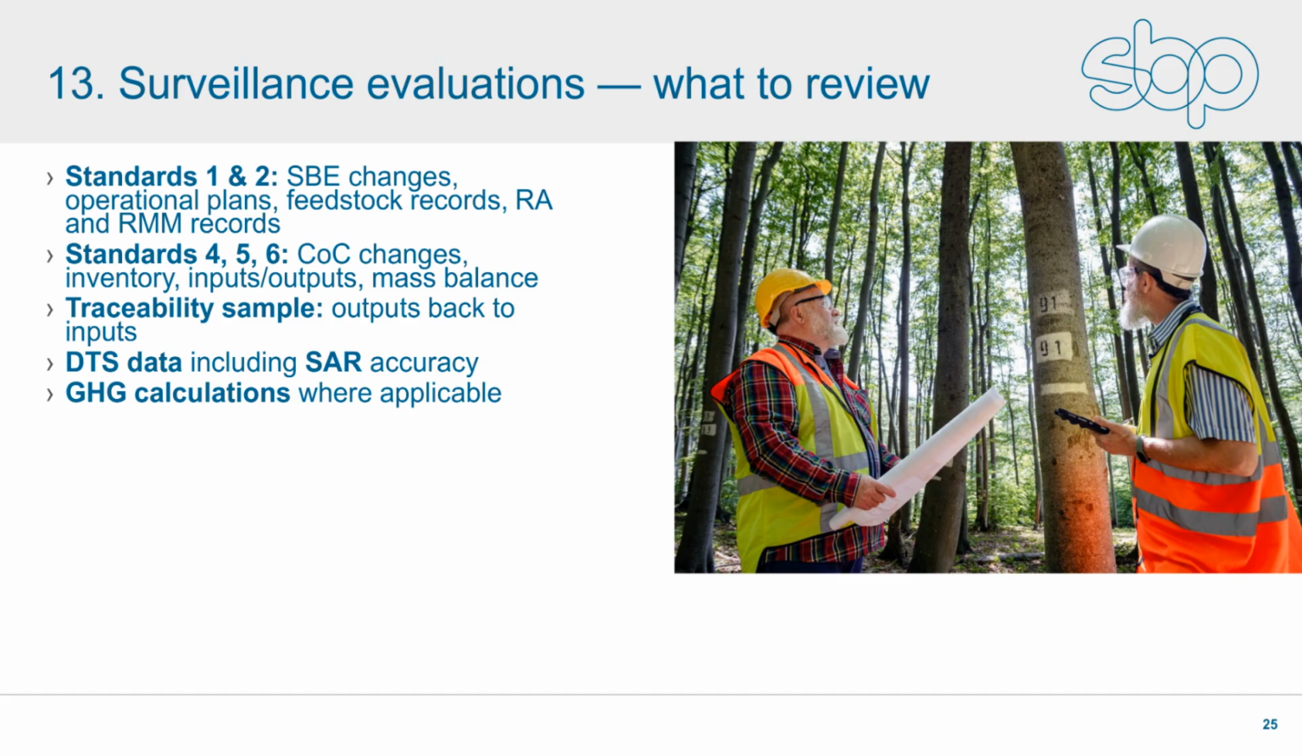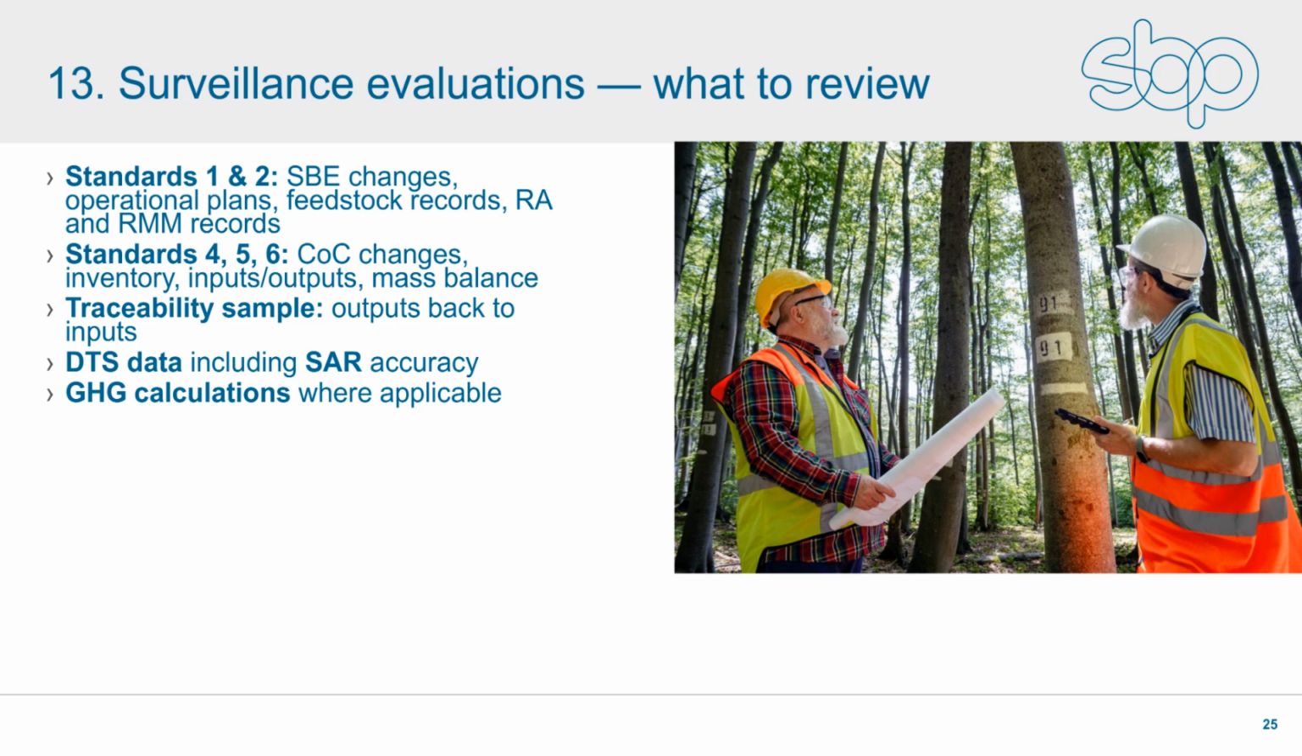For standards 4, 5, and 6, the surveillance additionally reviews any changes to the scope and to the chain of custody procedures. Inventory records, input and output documentation, including invoices and bills and transport documents, mass balance calculations for each product group, a sample of records tracing outputs back to inputs to verify reconciliation, how data is entered into the data transfer system, the accuracy of the SBP SAR report, and any greenhouse gas calculations where applicable. That covers the content of surveillance evaluations.